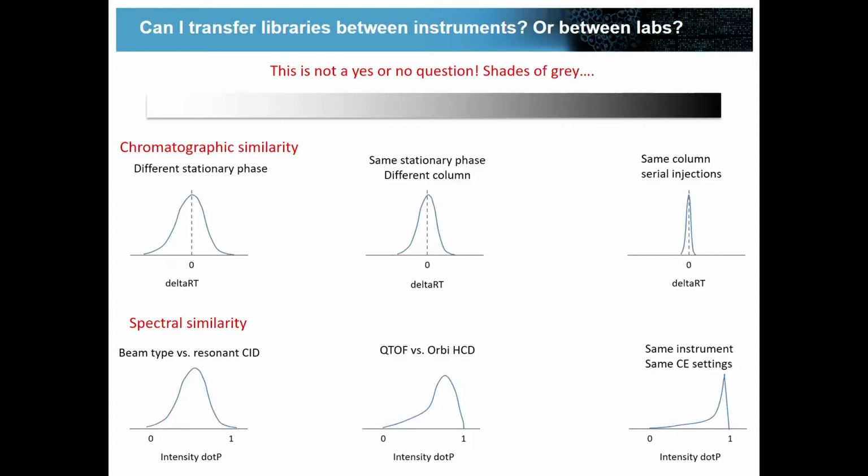And you can say a similar thing about the spectral similarity, right? So if we have the same instrument and the same collision energy settings, then in this score where we compare the relative fragment ion intensities, we should have very high fidelity here. And maybe, as in this case that Kuster showed, if we go from QTOF to Orbi HCD, well then this distribution shifts a bit. And if we look at beam type CID versus resonant CID, like on an ion trap, well then this gets considerably worse. But again, it may not be worse than no information.